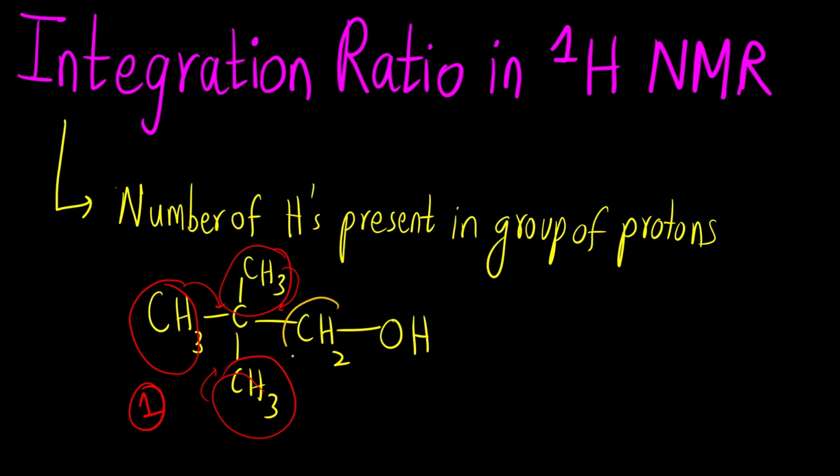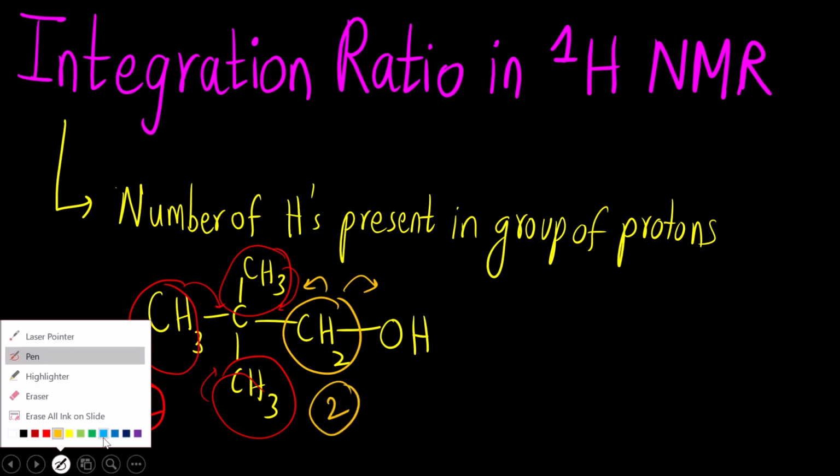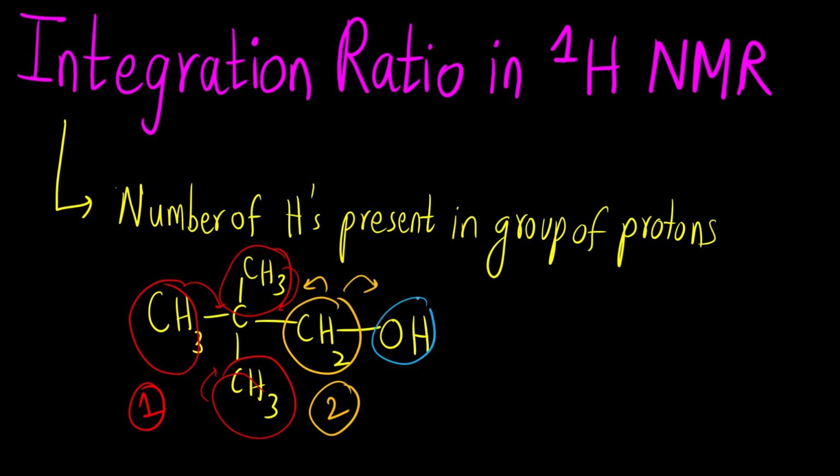So this will show one signal. Now if you see this CH2 group, one side there is this tertiary butyl group, another side there is OH. So this will show another signal, and the OH is completely different. So this will show one more signal. So total there will be 3 signals.